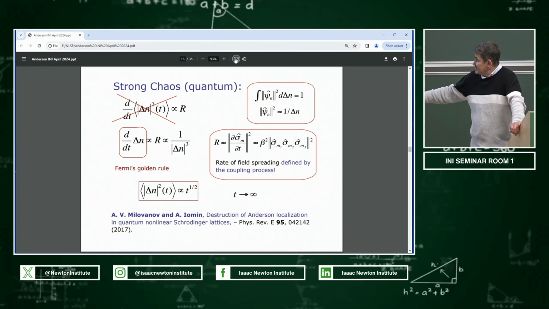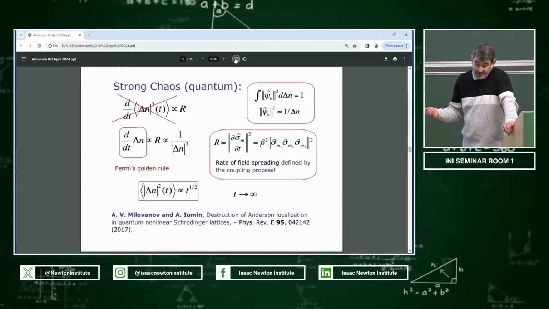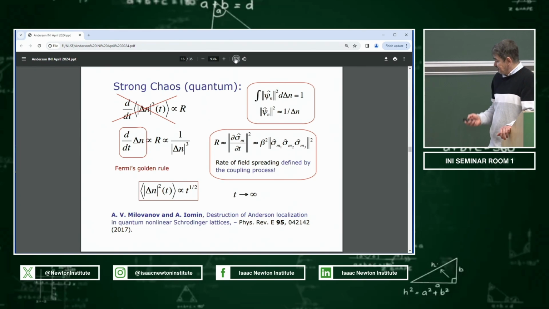the 1/2 result applies also for the classical field for that simple reason that you have resonance interactions between modes. The resonant quality ensures that you have Fermi's golden rule.